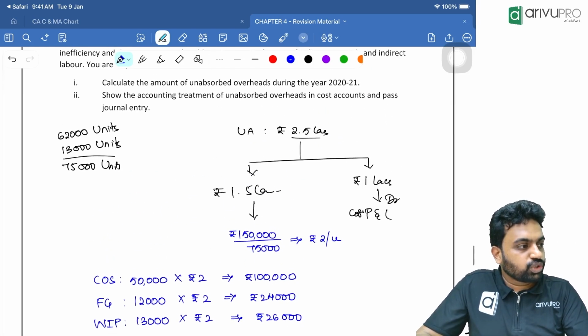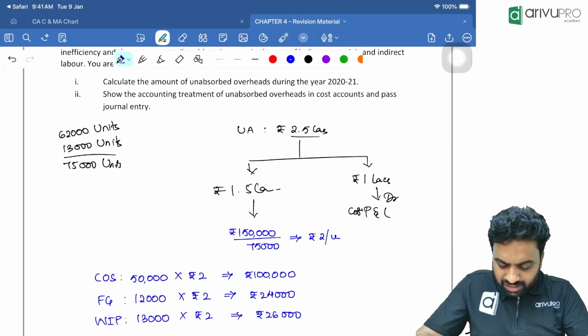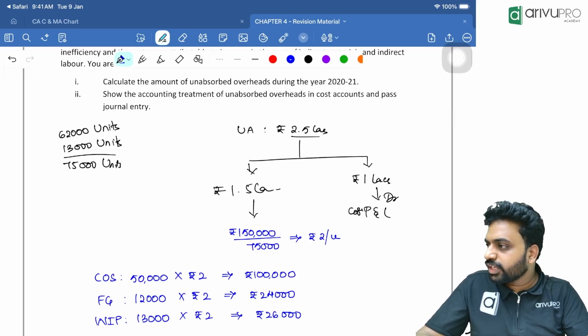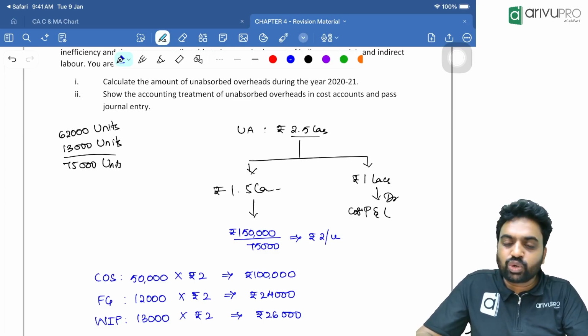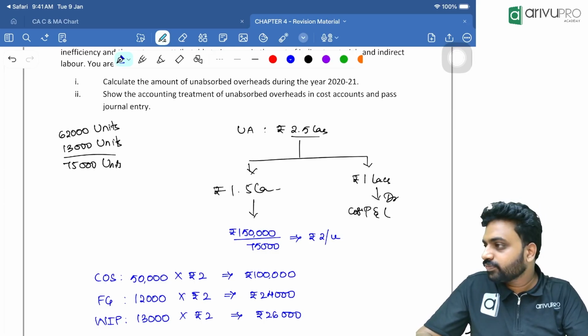This is the treatment. Show the accounting treatment they are asking. COS account, FG account, WIP account, costing P&L will be debited with the respective amounts. Overhead under absorption account will be credited. More about that you are going to learn in chapter number 7, cost accounting system. Is that clear?